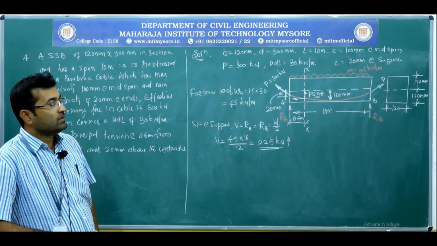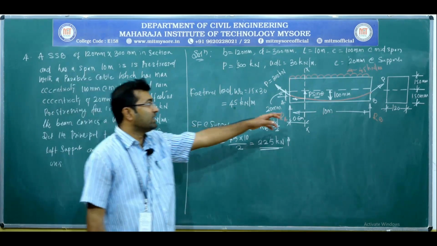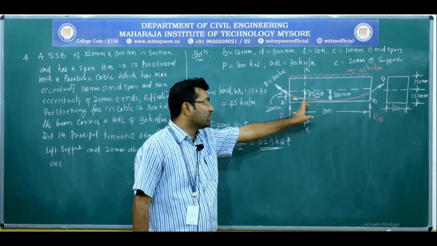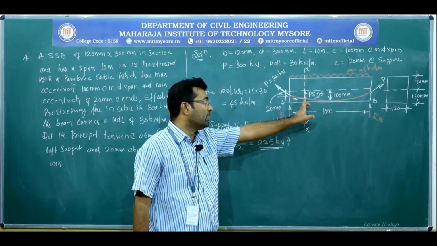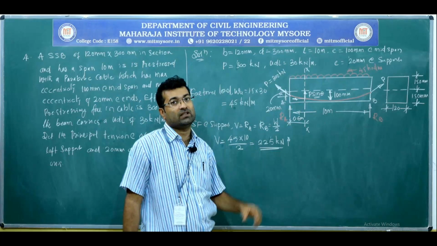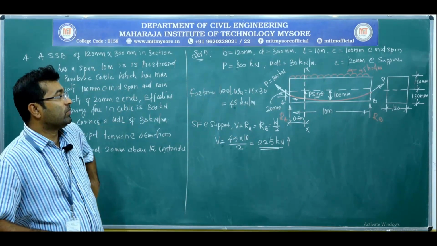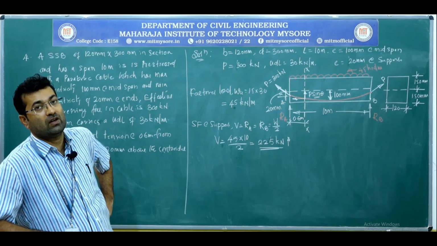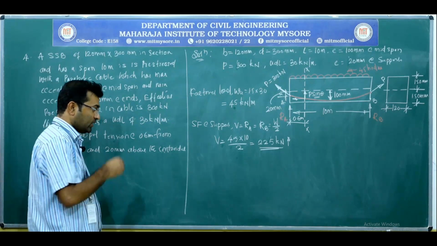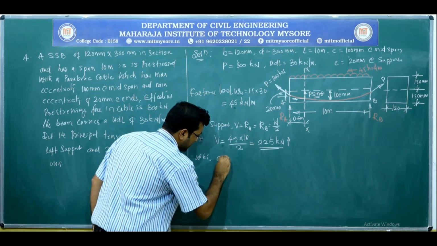So we need to work out the P sin theta, that is the inclination of the cable, not at the support. Here I need the inclination of the cable at this particular point. It is at a distance of 0.6 meter from the support. So to calculate slope of the cable at that particular location, we have to make use of the equation of parabola.